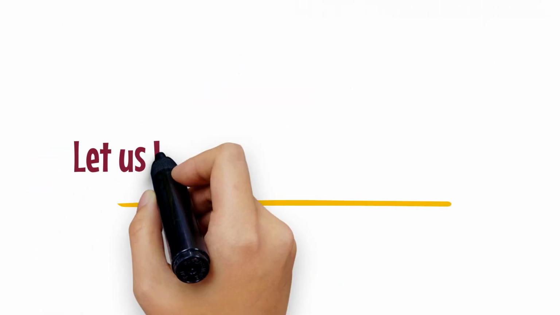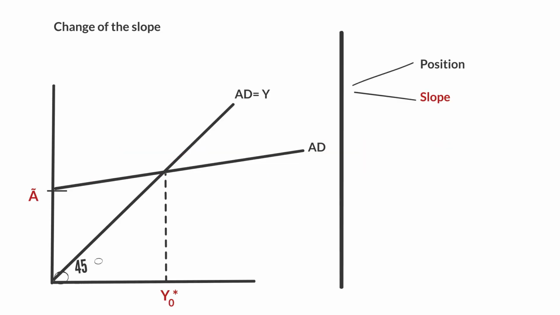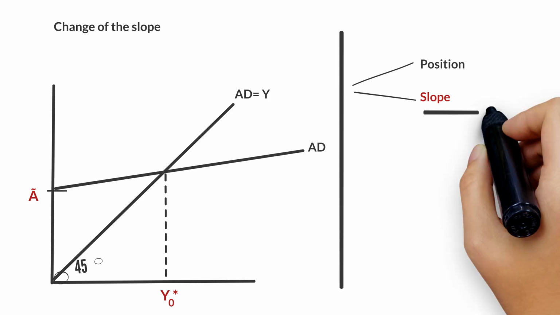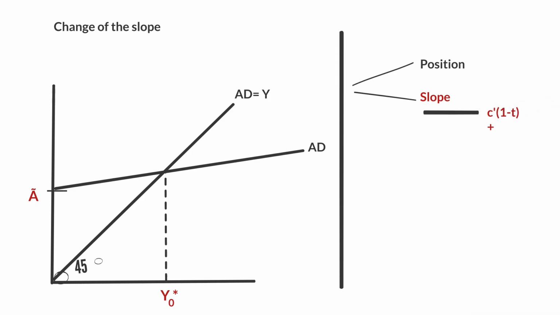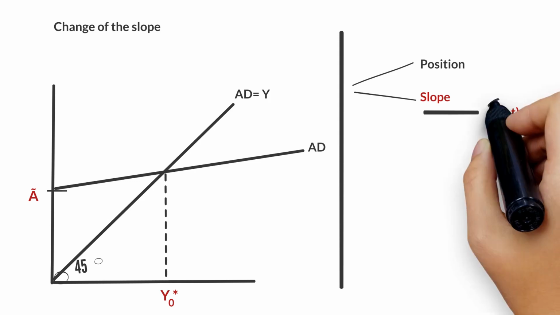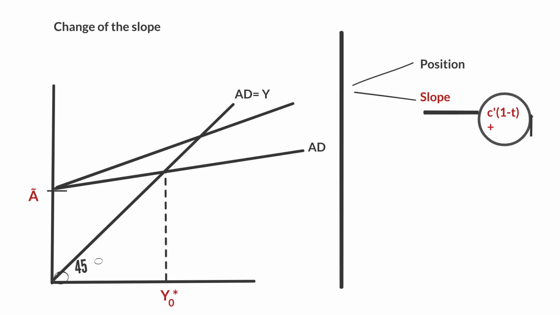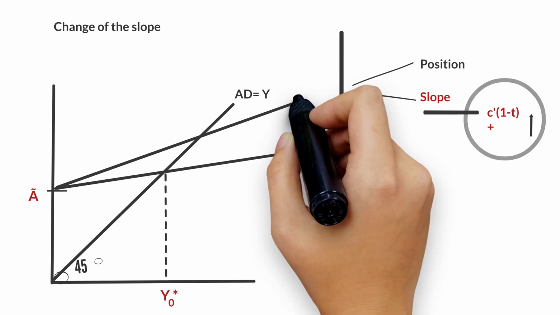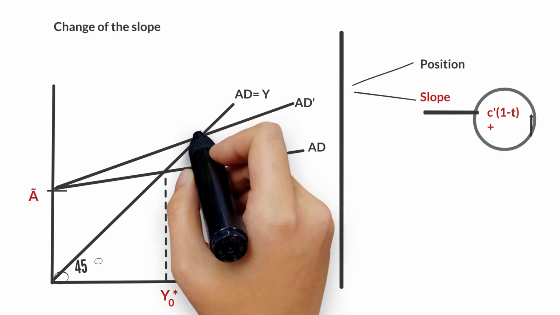Let us now look at a change of the slope. The slope depends on the marginal propensity to consume multiplied by 1 minus T, which we have said is positive. If this value increases, the slope will be steeper. The point at the origin does not change since the value of A has not changed.